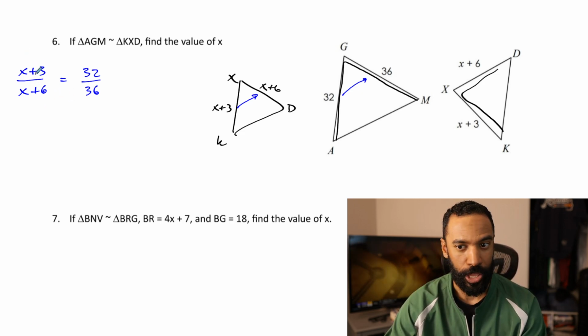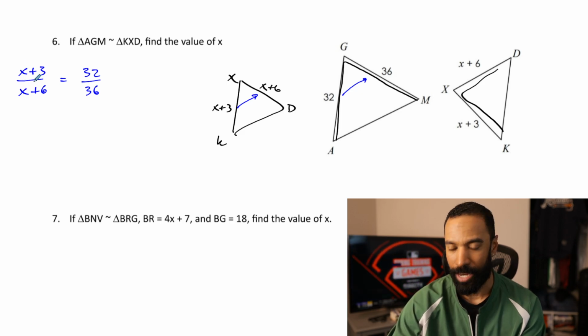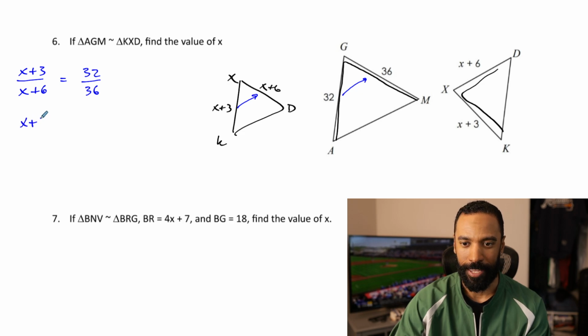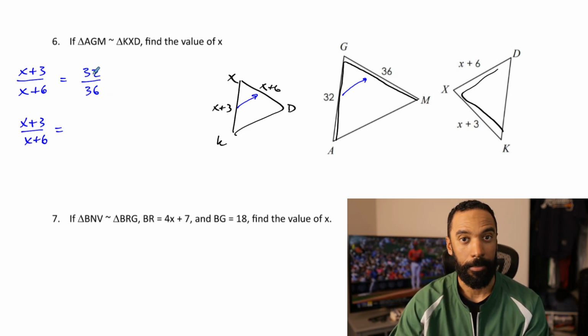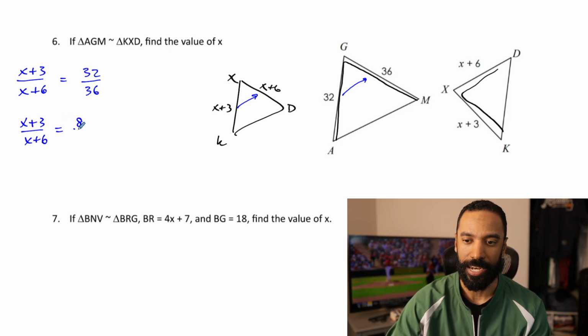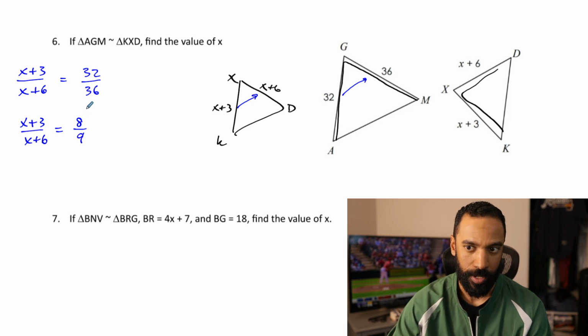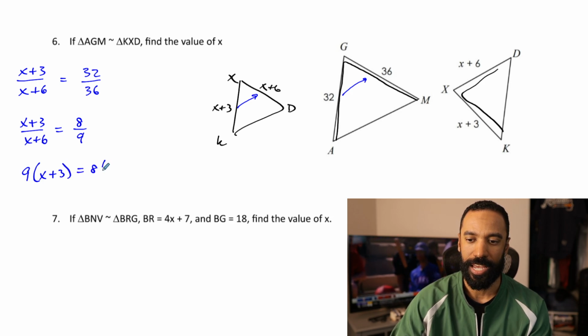I can't do anything with this, by the way, guys. I can't turn 3/6 to 1/2. I can't cancel out x's. That's not how it works. You have the pluses here. But you can reduce this. They have a common factor of 4, and that becomes 8/9. I'd love to reduce when I can, or at least show you that you get the same answer as you're expecting. Cross multiply, even still, I get 9 times x plus 3 equals 8 times x plus 6.